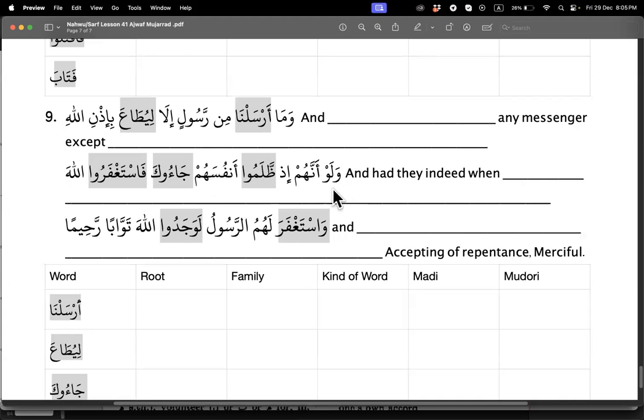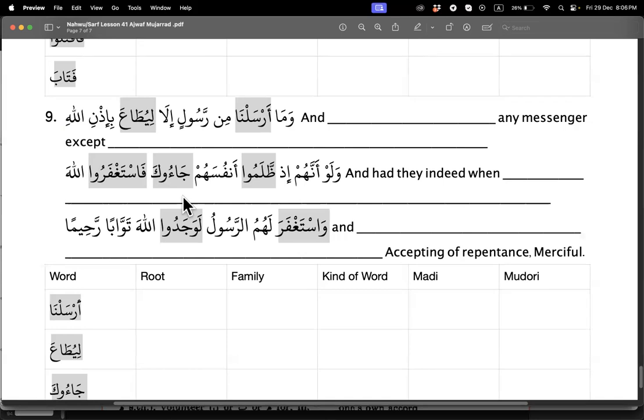Yes. So translate here. Had they been what? If they zalamu, when they were wronging themselves, basically. Yes, when they wrong themselves. Okay. Ja'uka.